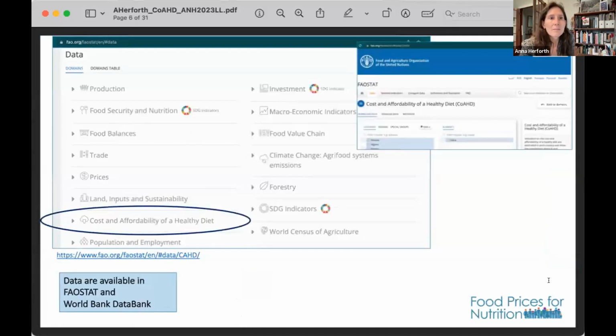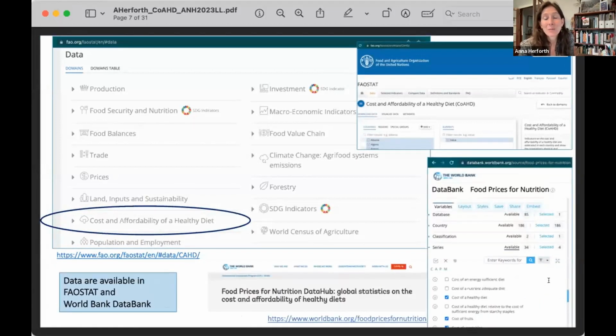There's a link there. This is what it looks like on FAOSTAT. The data that we have calculated globally is also available on the World Bank website at our Food Prices for Nutrition Data Hub. And so you'll find the global statistics on cost and affordability of a healthy diet that are aligned between the two resources on FAOSTAT and the World Bank Data Bank.